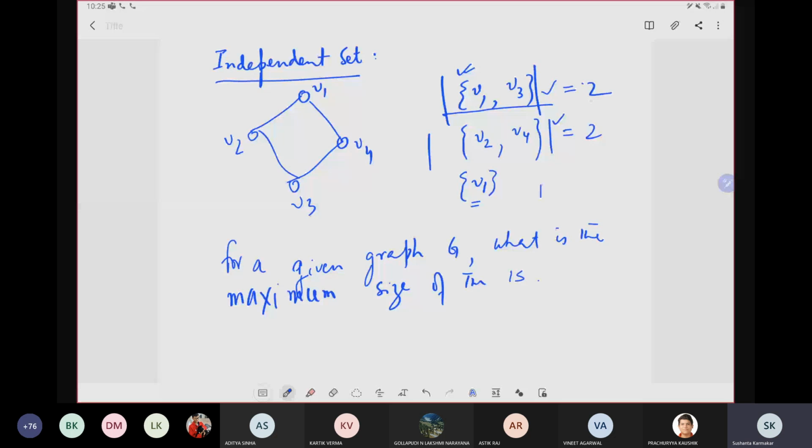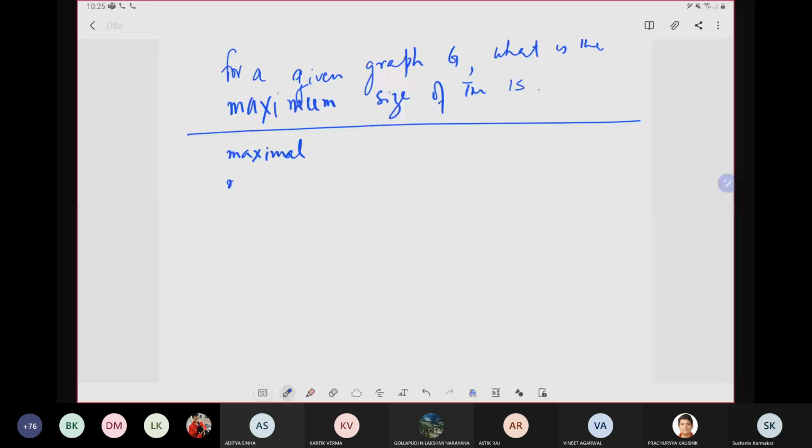Now there are 2 terms in this context. I just mentioned, the second term is not so important to us, but just in context, there is a difference between maximal and maximum. Maximal independent set or maximum independent set. Maximum means you can think of all kinds of independent sets in the graph G, and whichever has the largest size, that is your maximum.